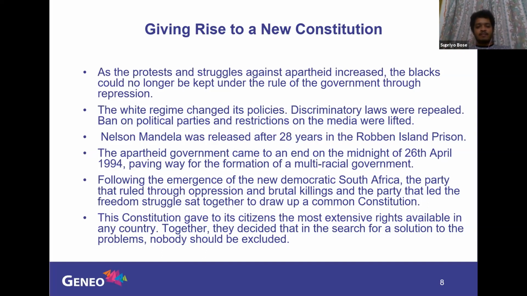Okay. The constitution gave its citizens the most extensive rights available in any country.